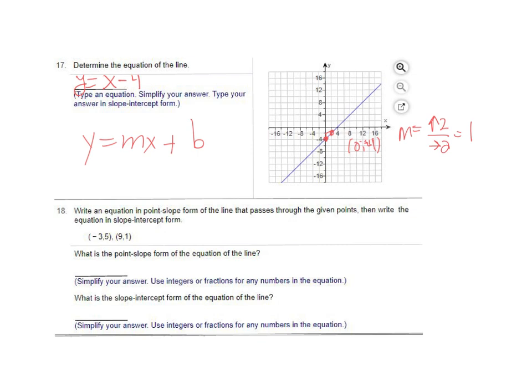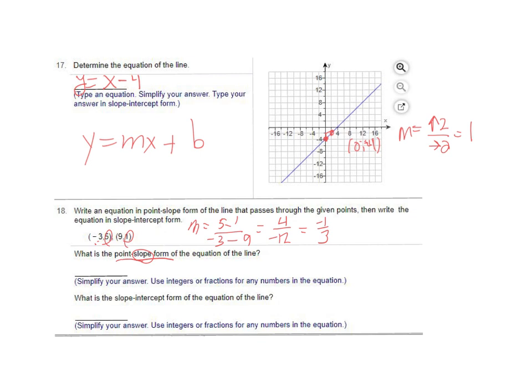Number 18 asks us to look at these 2 points and to write the equation in point-slope form. Now, I don't know the slope, so that means I have to figure that out first. So I'm going to go off to the side here, and I'm going to look at my change in y, which would be 5 minus 1, over my change in x, which would be -3 minus 9. And so I'm going to end up with 4 over -12, which will be -1/3.